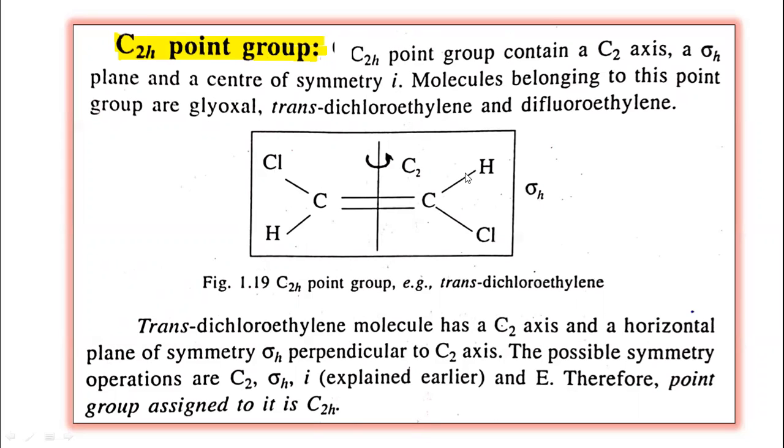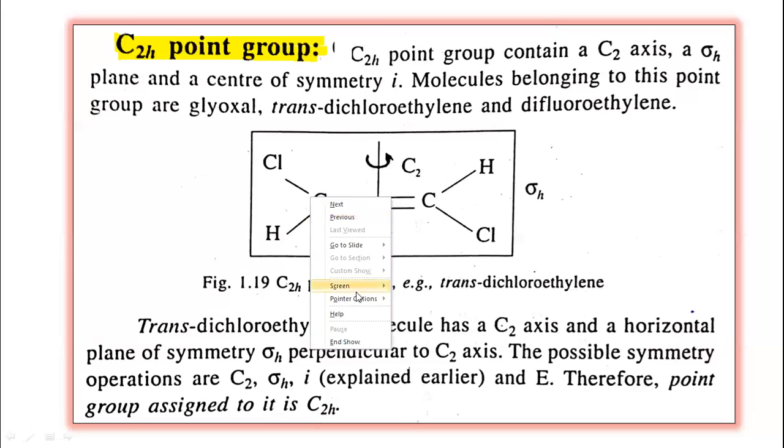Now, when we pass a vertical line through this center, as it has the center of symmetry, let us show here the center of symmetry in this molecule. So you can see here the center of symmetry, and then we rotate this molecule along the C2 axis.